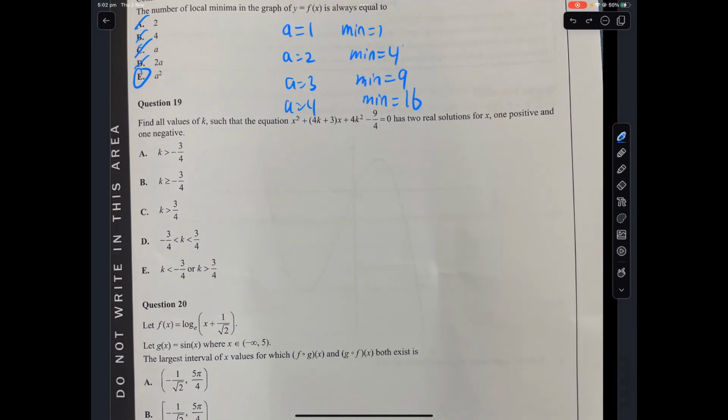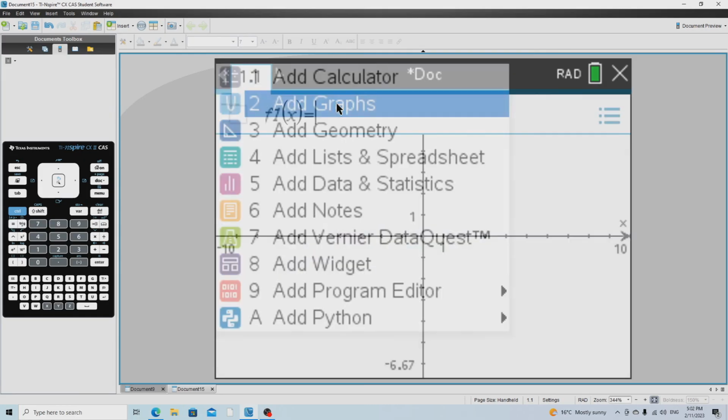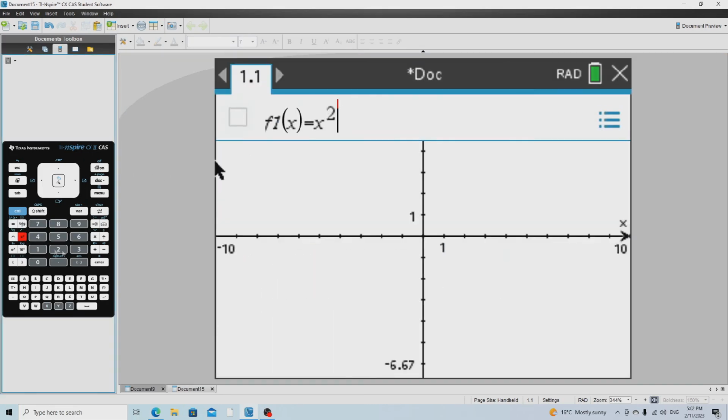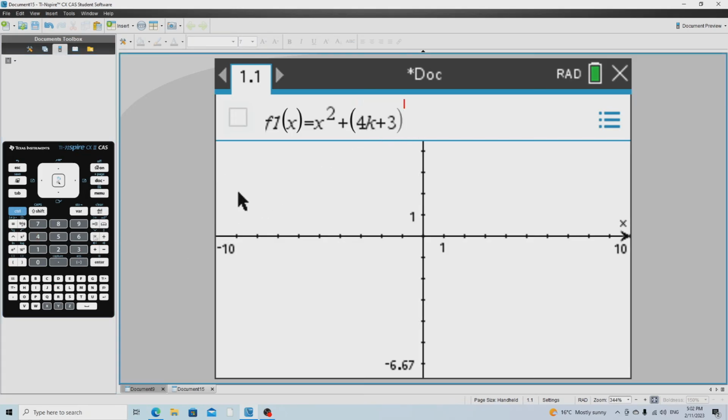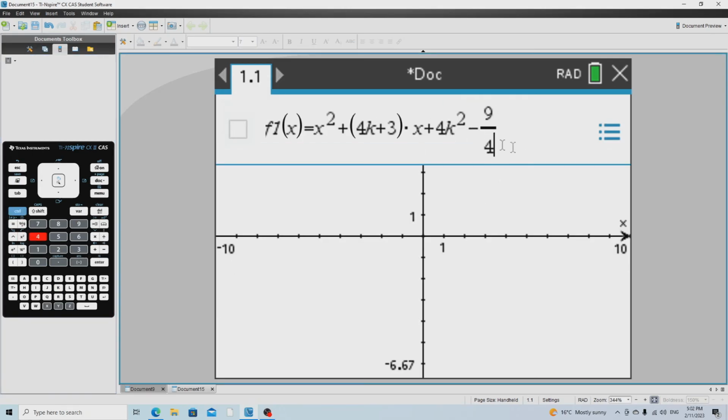Question 19. Find the values of k such that the equation has two real solutions for x, one positive and one negative. We're given all these values of k. Easy, just graph it. So we're saying x squared plus 4k plus 3 times x plus 4k squared minus 9 over 4. Is that right?